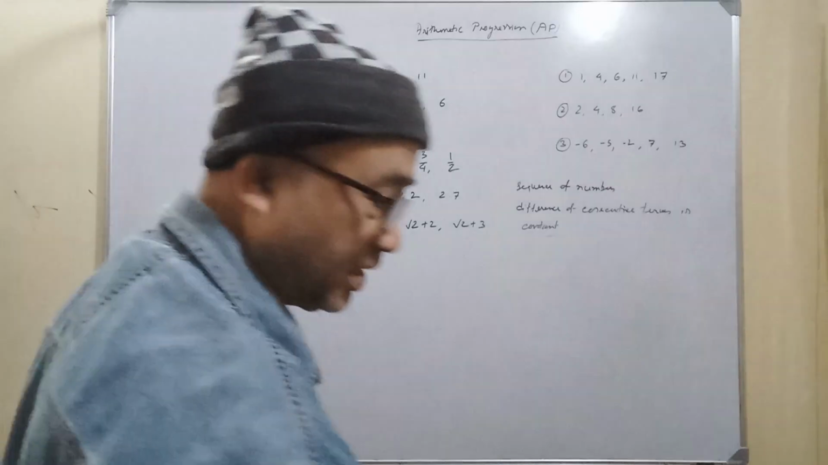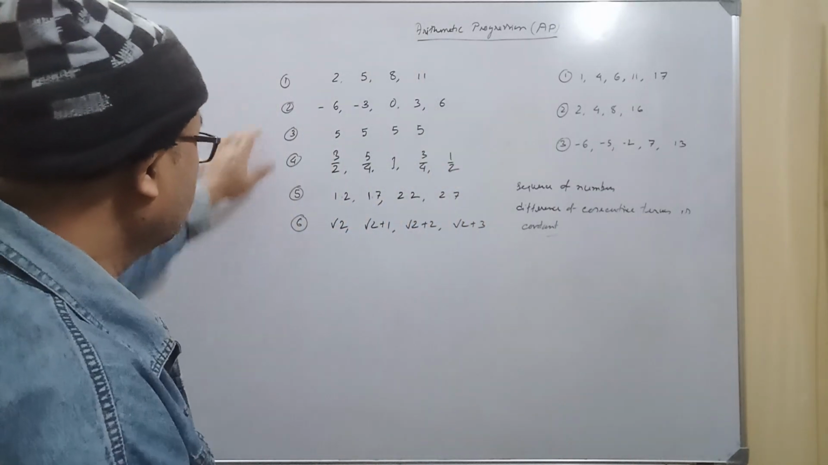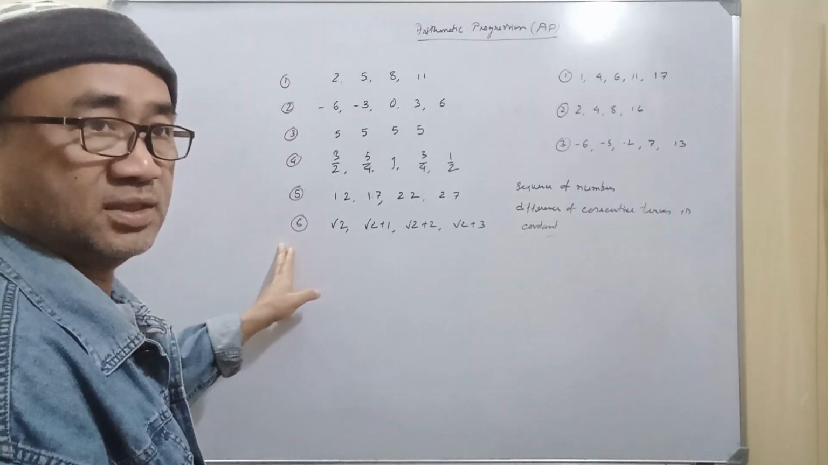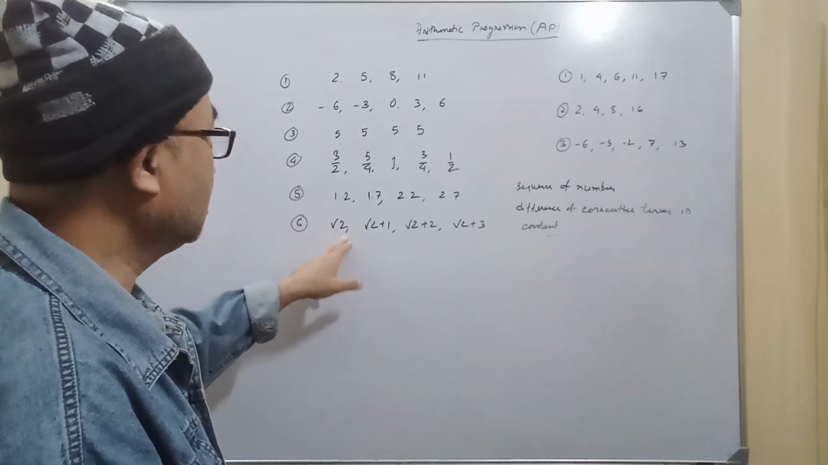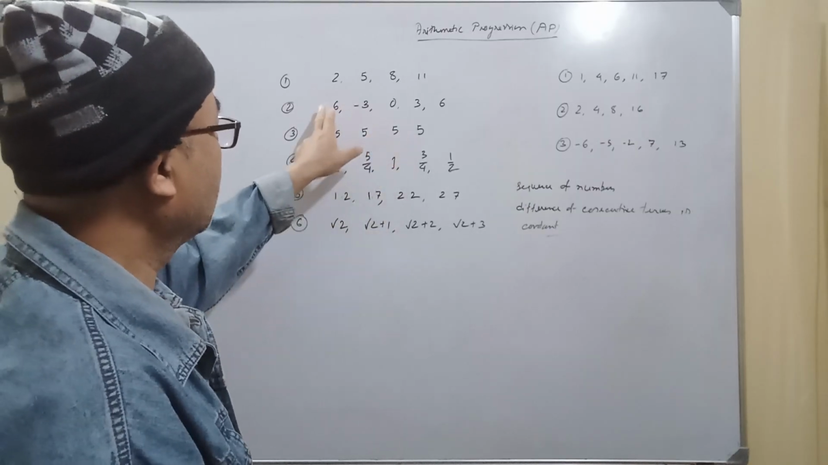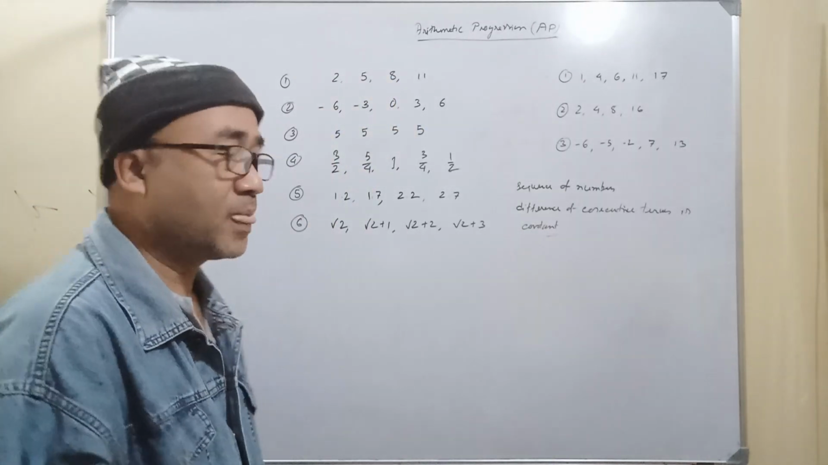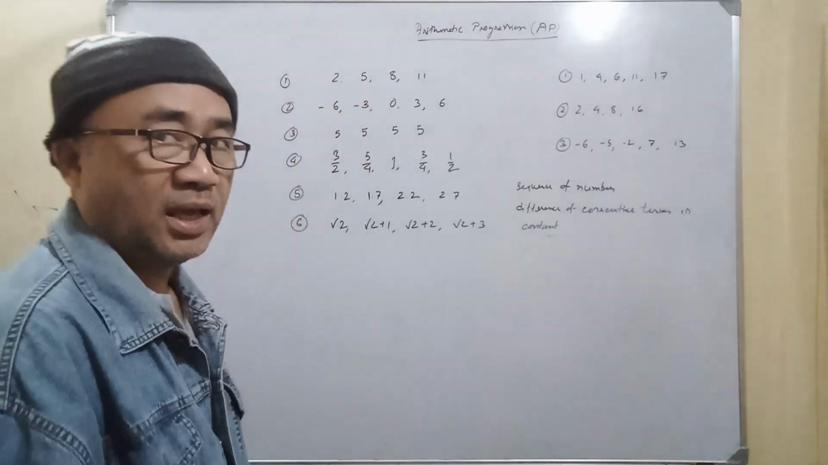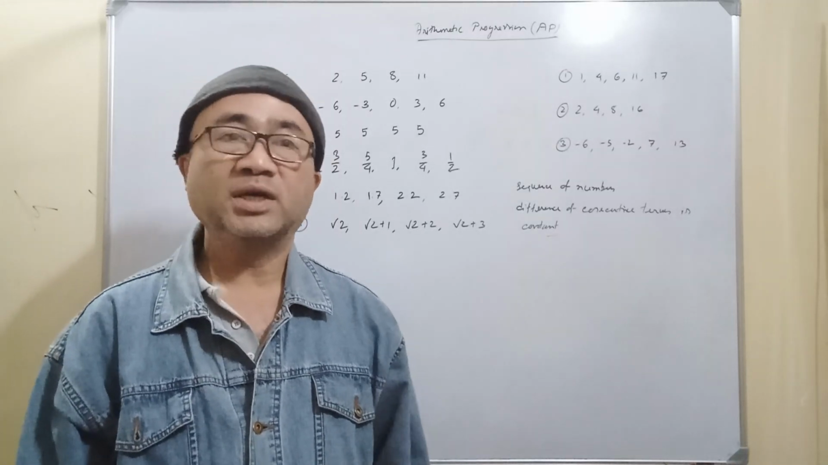As you must have noticed, these sequences are all real number sequences. So an arithmetic progression can have square roots, decimals, fractions, they can be all positive, negative, or a mix of positive and negative. It does not matter. And also the common difference between any two consecutive terms can be positive or negative.